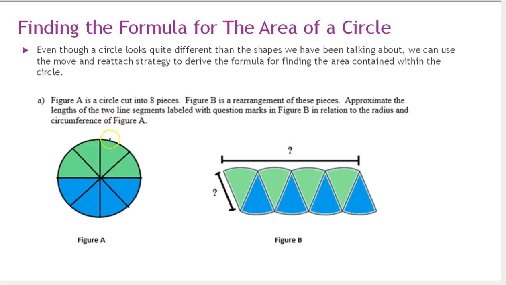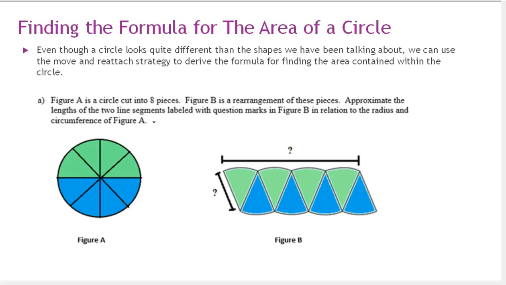Notice figure A is a circle and it's cut into 8 pieces. So I cut it into 8 equal pieces, and I made the top pieces green and the bottom pieces blue. In figure B, you could think of this as a pizza, I rearranged these pieces. So there's alternating greens and blues, and notice how they fit together. We want to approximate the lengths of the 2 line segments labeled with question marks in figure B in relation to the radius and the circumference of figure A.